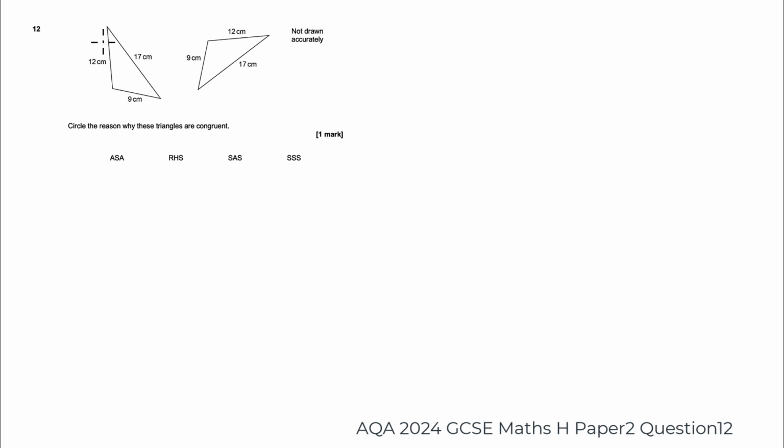And if we look at the triangles we're given, 12 centimetres, 12 centimetres, 17 centimetres, 17 centimetres, 9 centimetres, 9 centimetres. These are congruent triangles. The reason is SSS. We're given the three sides in each triangle.